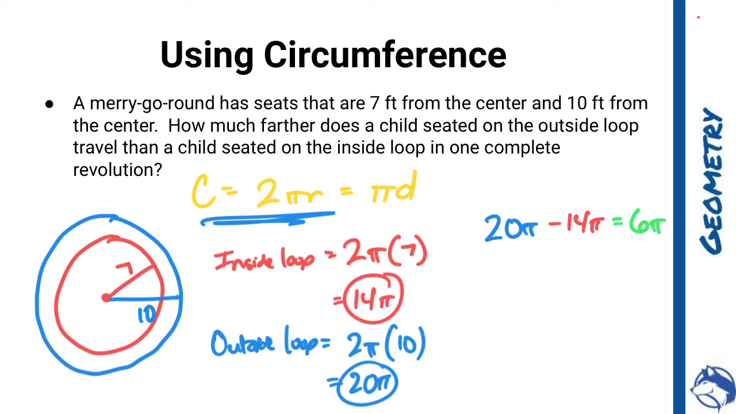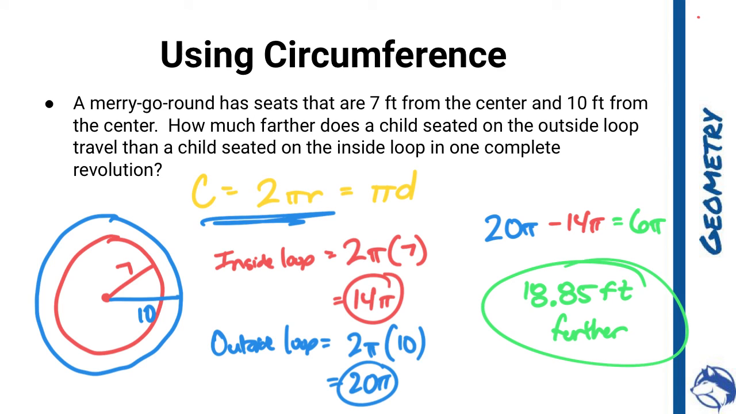Well, if I wanted to get this to be an exact for feet, I would do 6 times, and then I would use the pi button on my calculator, and I would end up with 18.85 feet further is what the outside loop traveled.